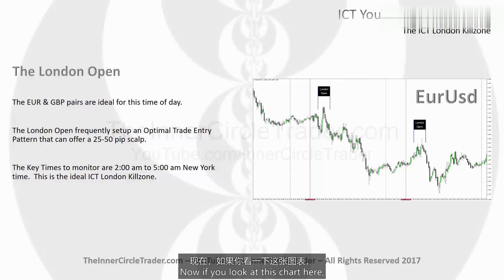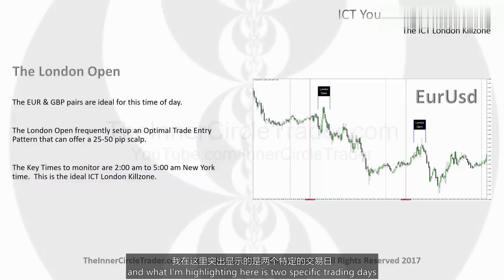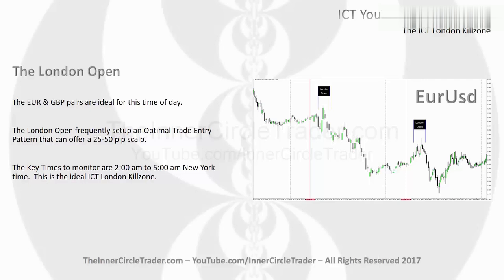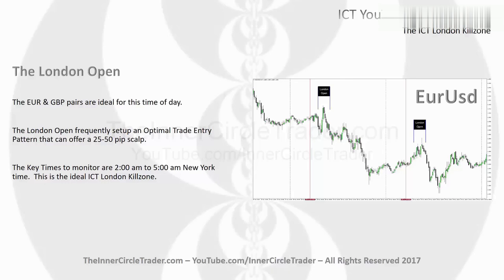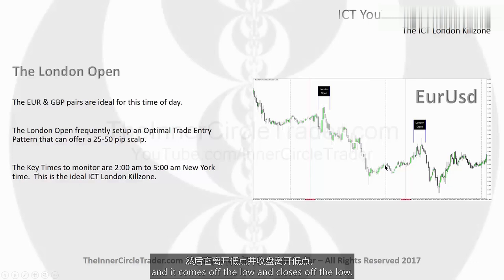Now, if you look at this chart here, this is a euro dollar chart, and what I'm highlighting here is two specific trading days, and I want you to take a look at the red. It's like a deep red vertical line. There's two of them. Immediately to the right of the leftmost vertical red line, we see price action drop down initially, and then rallies up, and it creates the very high of the day. The day's low forms down here, and it comes off the low and closes off the low.